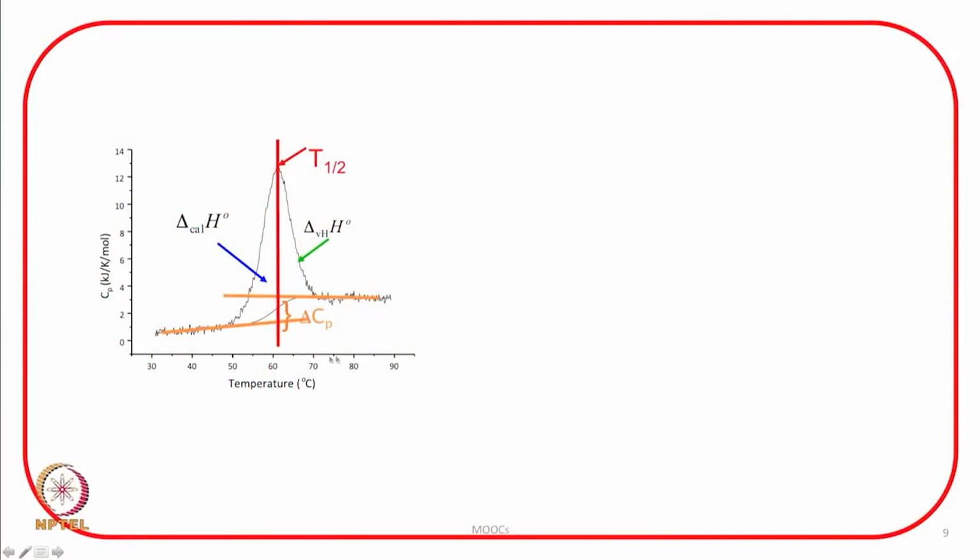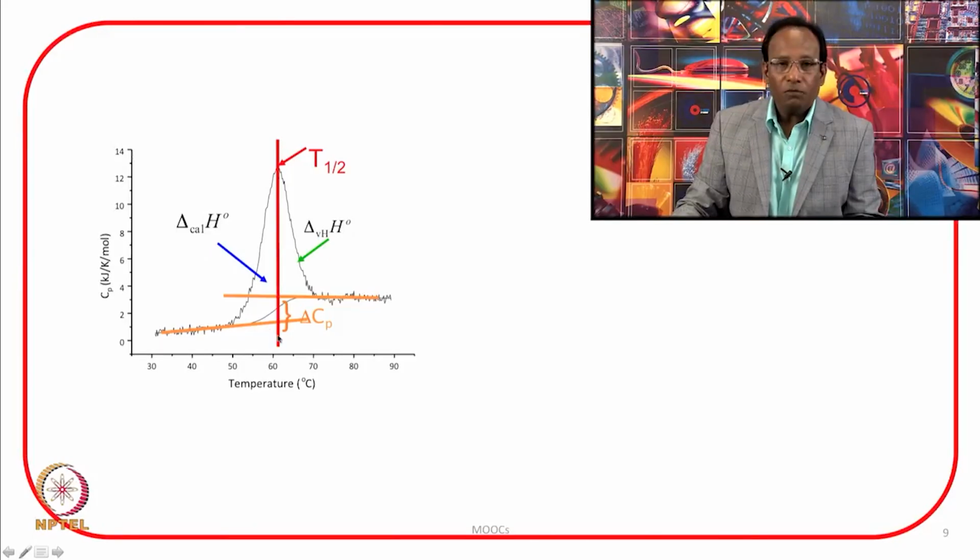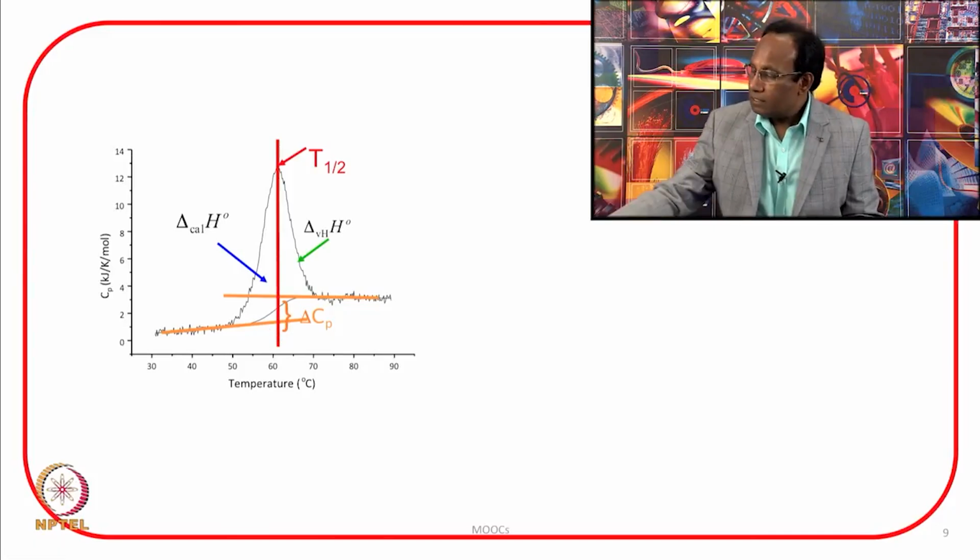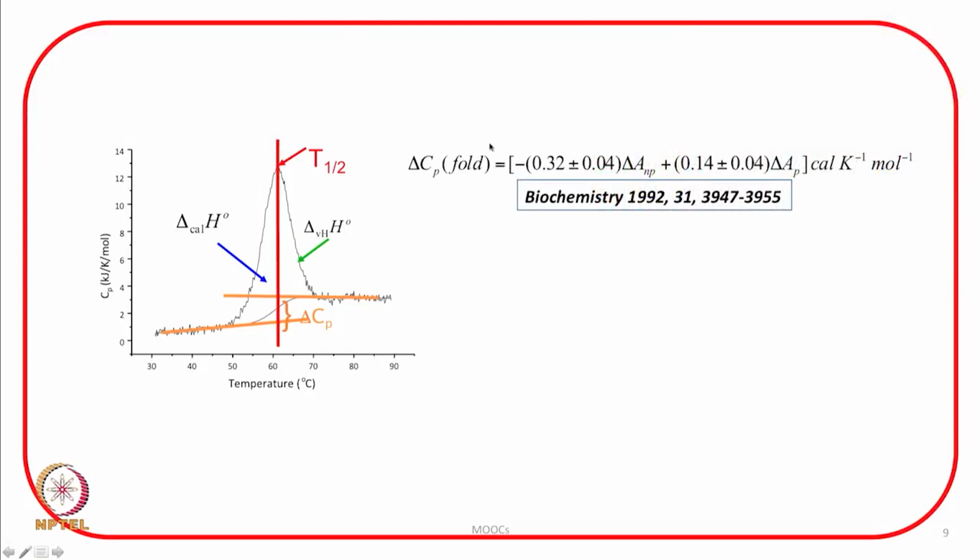So, what we have discussed is that we can get a lot of thermodynamic parameters. For example, if we look at this DSC profile, we can get T half, we can get delta H van't Hoff, we can get delta H calorimetry, we can get delta S, and delta Cp of folding, or I can represent unfolding, for folding, that means we are going from the denatured to the native state. It is connected with the change in accessible non-polar surface area and polar surface area. So, delta Cp also gives information on how much non-polar surface area is getting exposed or buried upon unfolding or folding, and also how much polar surface area is getting exposed or buried.